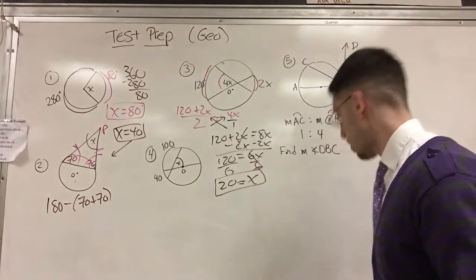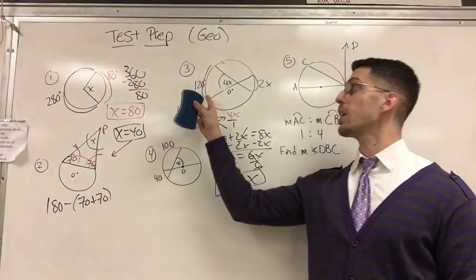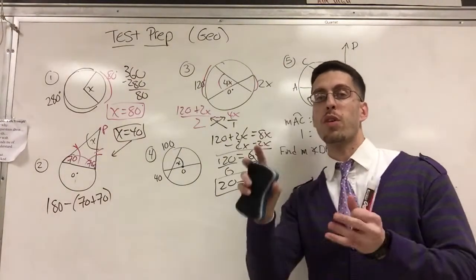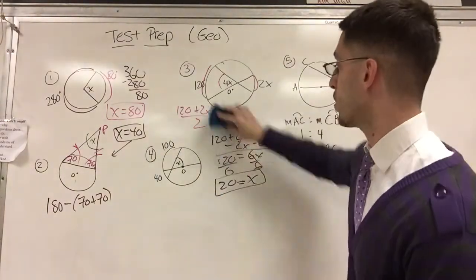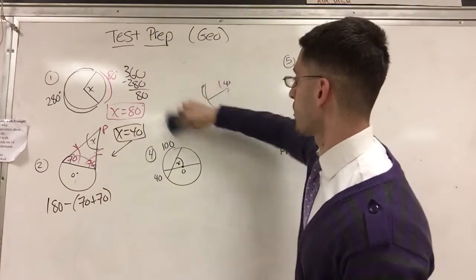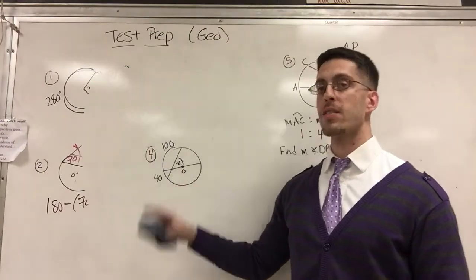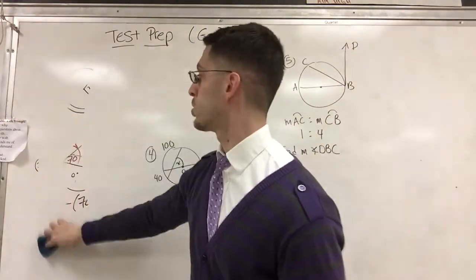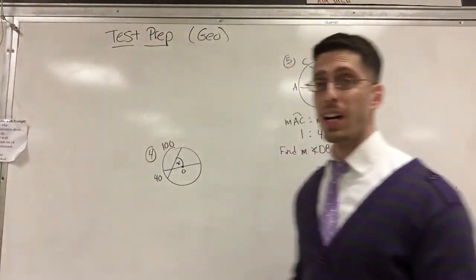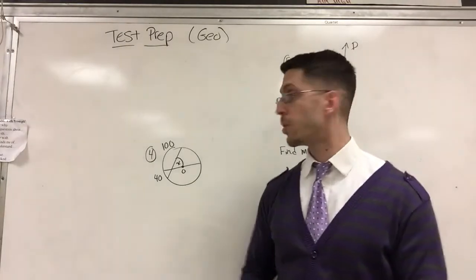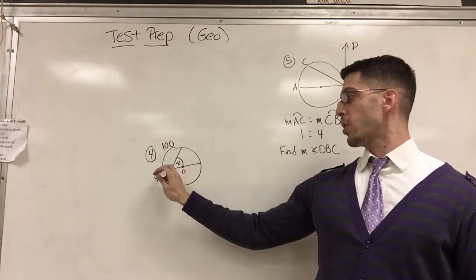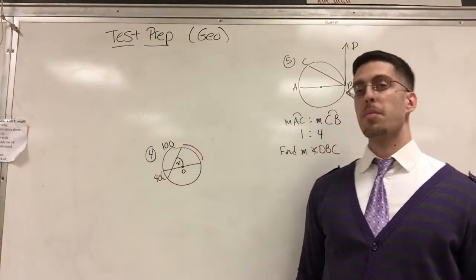Okay, next, look at number 4. It looks a lot like number 3, doesn't it? They just move around the puzzle pieces a little bit. So, if I have 40 and 100, and I need x, I'm going to use the same formula. You might even want to bring a highlighter to the test. I bet that helps you. So if I want x, I know it's this plus this divided by 2.